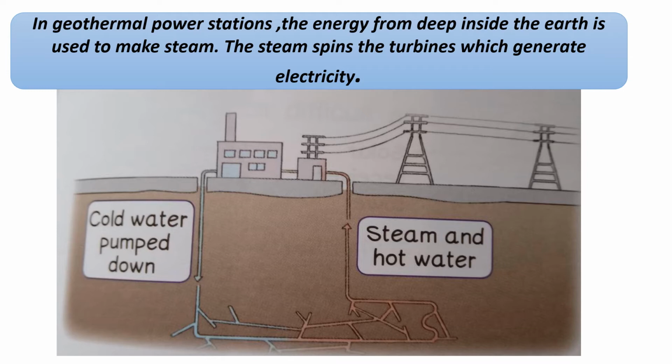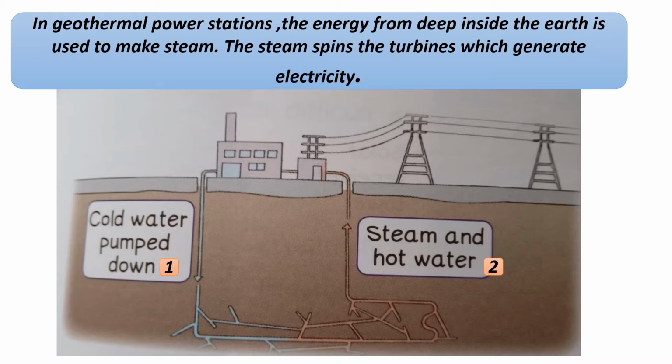Let's see. Where you see number 1, cold water is pumped down. They get cold water and they pump it down. When it reaches down deep inside the earth, that water becomes hot. Okay? As you can see here, where we have number 2. When water comes from 1, it is cold. Once it reaches down, since there is energy, it becomes hot.